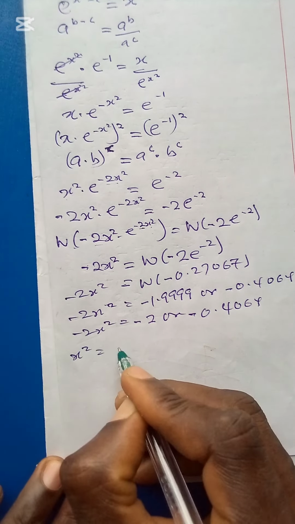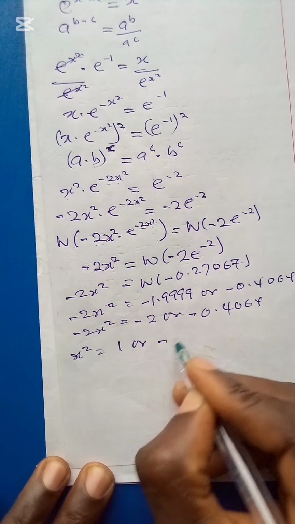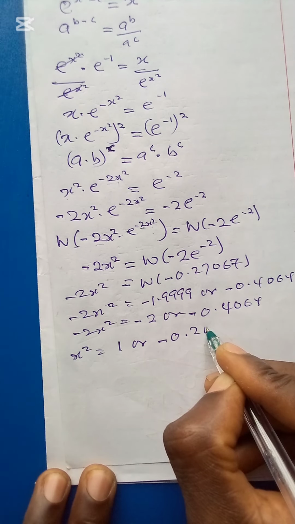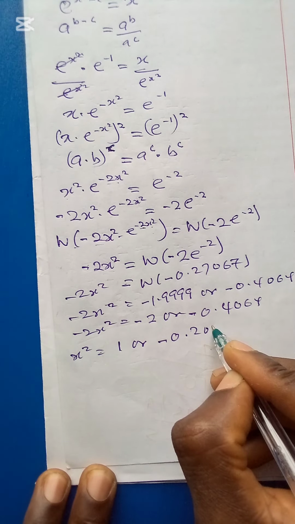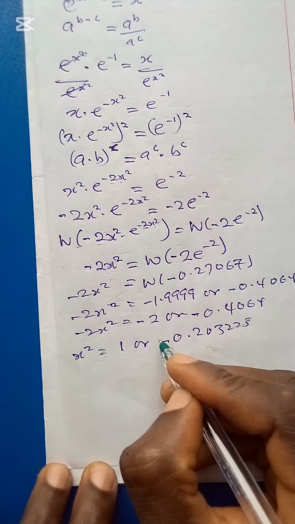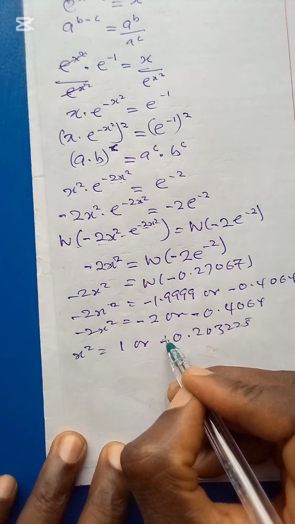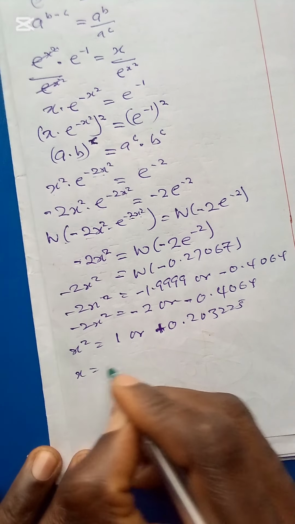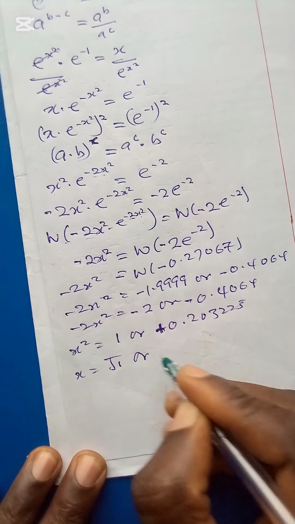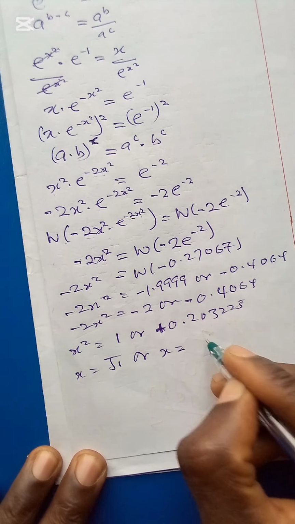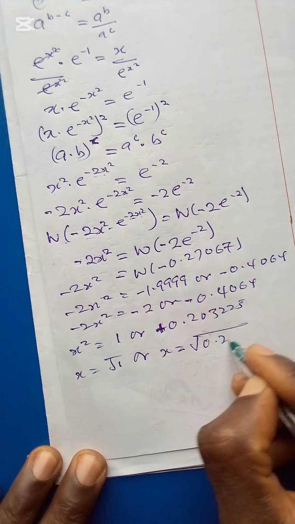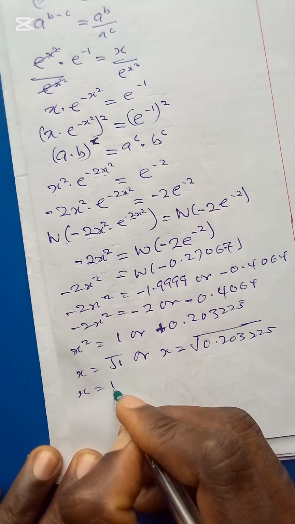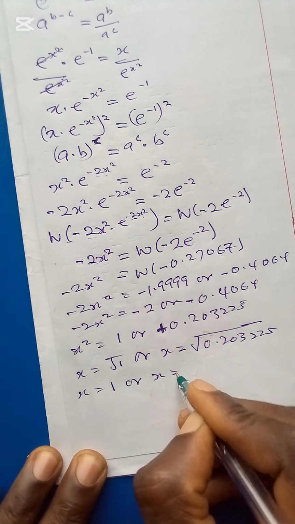X squared will now be 1 or 0.203225. Not minus, please, because I am dividing both sides by minus, so here will be plus. So x equals the square root of 1 or x equals the square root of 0.203225. X equals 1 or x equals 0.45.